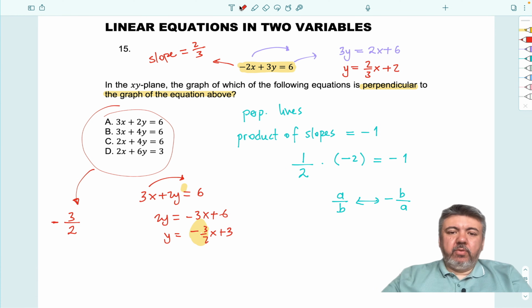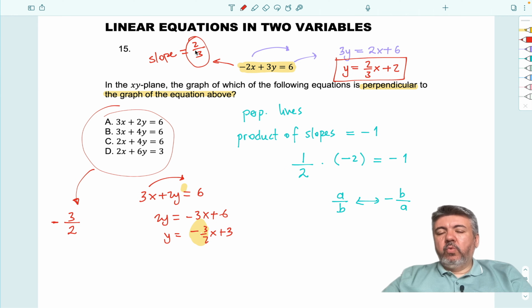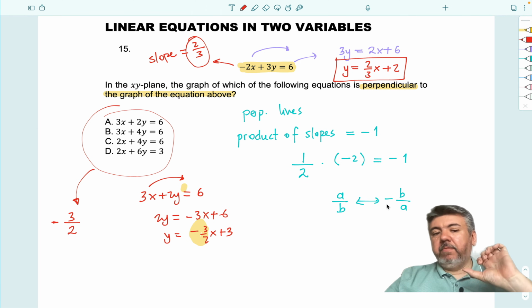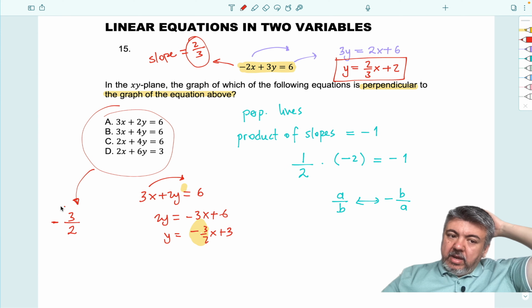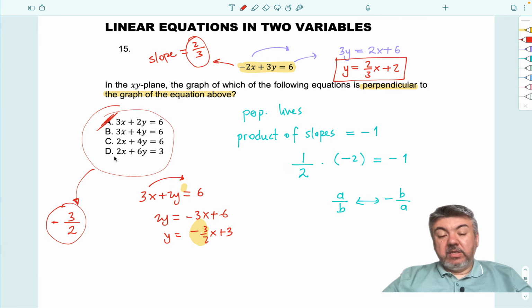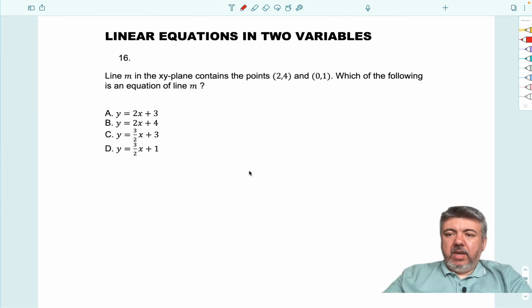So let me do a quick review. Our equation was given in general form. I made it into slope-intercept form. I gathered the information about the slope, which was 2 over 3, and I know that my slope will be the negative reciprocal: not a over b, but negative b over a. So it is going to be negative 3 over 2, which is in the first choice. The answer is A.